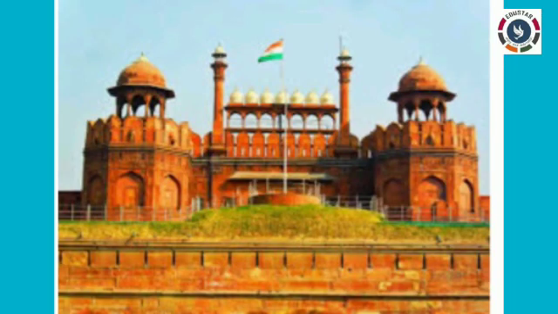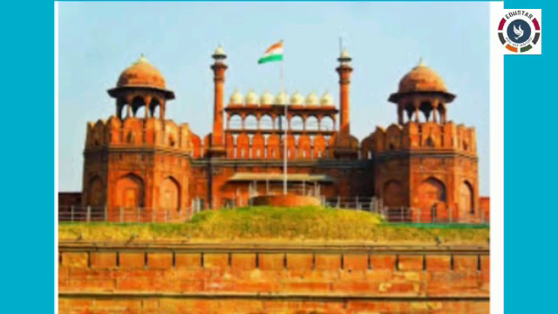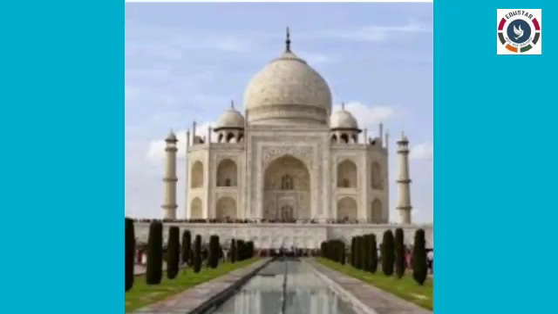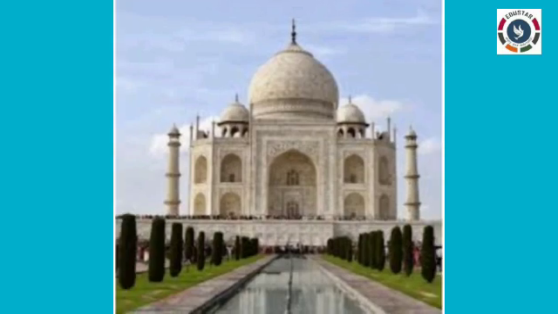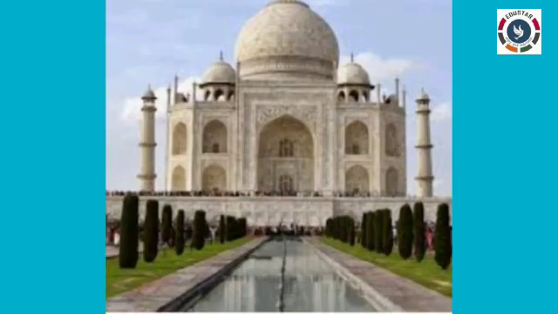Example, the Red Fort in Delhi, where on Independence Day the Prime Minister gives a speech. This Red Fort is built of red sandstone. Which type of rock is sandstone? Can you say? Yes, it is a sedimentary rock. And another famous monument of India, the Taj Mahal, is built of white marble, which is a metamorphic rock. Thus, rocks are used to build all these.